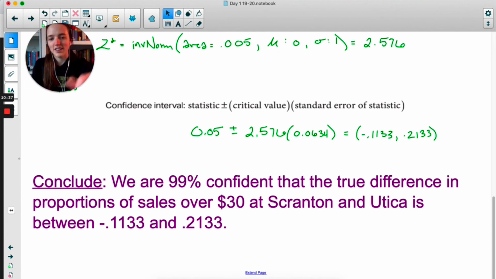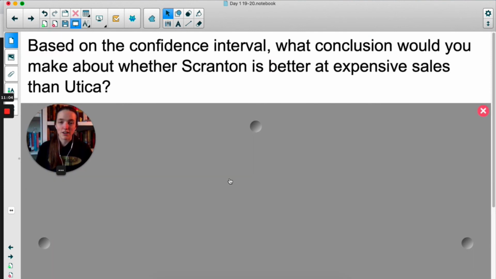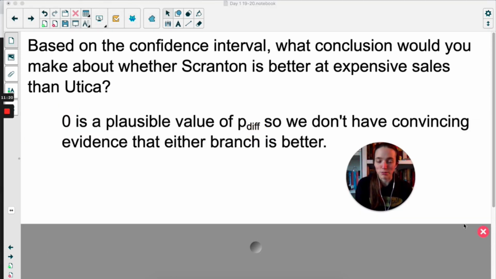All right, now, is it an interesting conclusion? 0 is in that interval, so it's not super interesting. We didn't find that Scranton was like light years ahead of Utica. And this kind of goes into the next question in your notes. Based on that confidence interval, what conclusion would you make about whether Scranton is better at expensive sales than Utica? Well, as much as I love Michael Scott, 0 is a plausible value for the true difference in proportions. And that means we don't have convincing evidence that either branch is better.